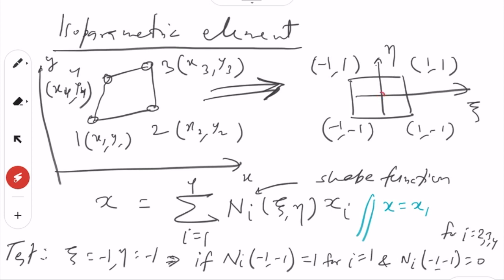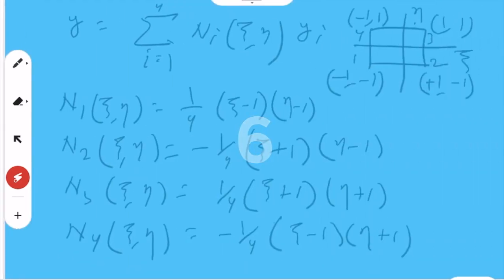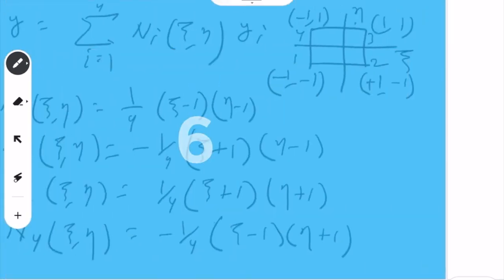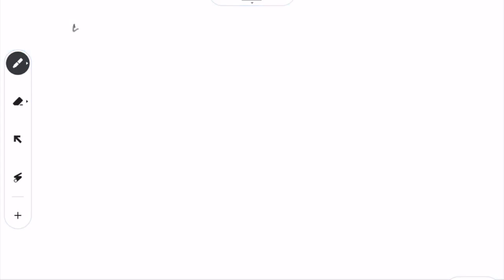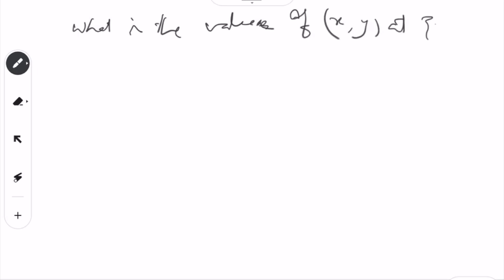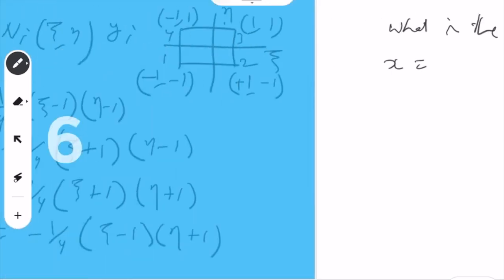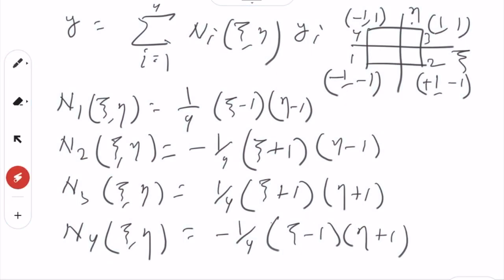Let us say, as a question: what is the value of x, y at xi equal to 0, eta equal to 0? You put all the values and you can find out. So you can find x equal to, what do you get here? You put 0 and 0 here, so you get -1 over 4.